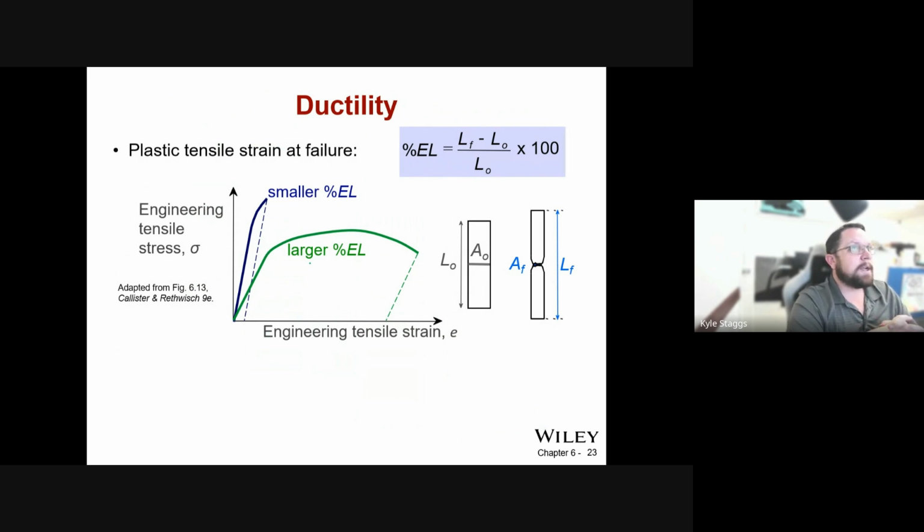Plastic tensile strain at failure is something that we can see. It depends on what the material is. A smaller percent elongation at failure is going to be stronger and move a lot less. So this is going to be brittle for one. This is going to be a ductile fracture too.